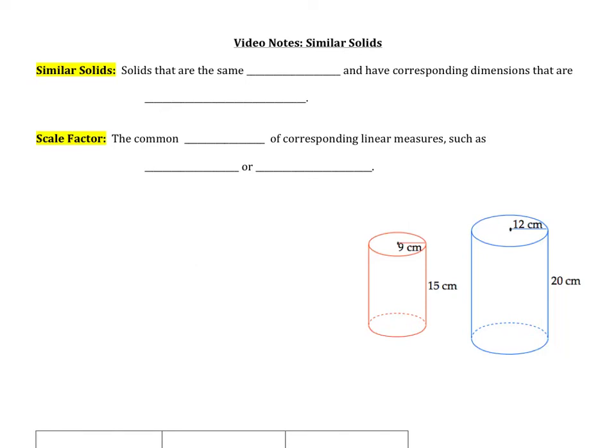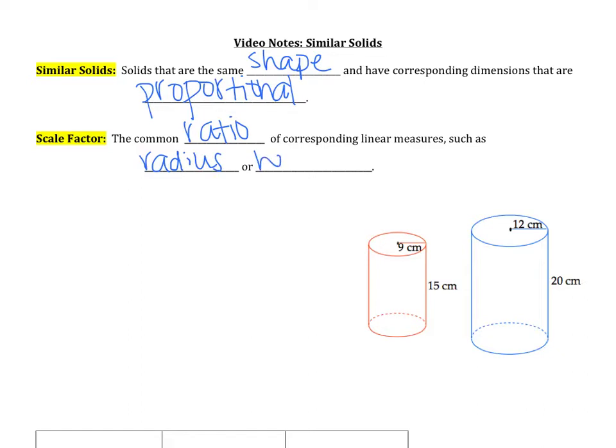Alright class, today we're going to be talking about similar solids. Similar solids are solids that are the same shape and they have corresponding dimensions that are proportional. Just like with similar polygons, the sides are proportional, here our corresponding dimensions are proportional. Okay? The scale factor is the common ratio of the corresponding linear measures, such as radius or height.